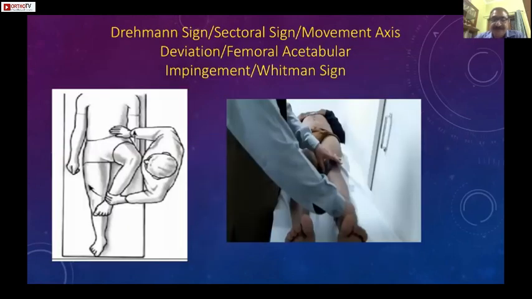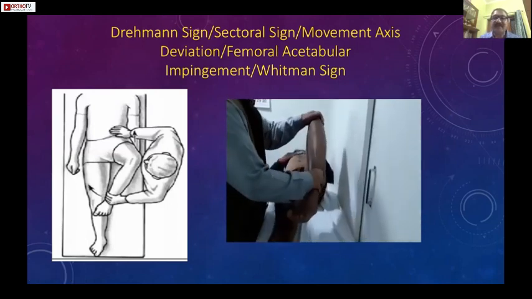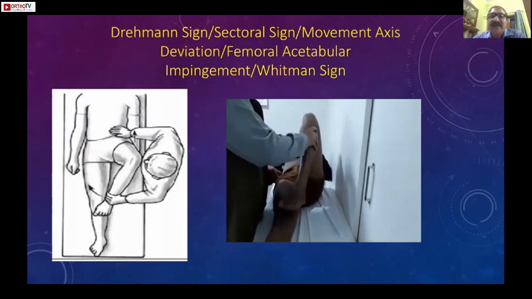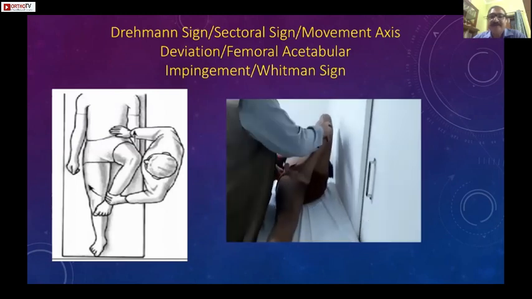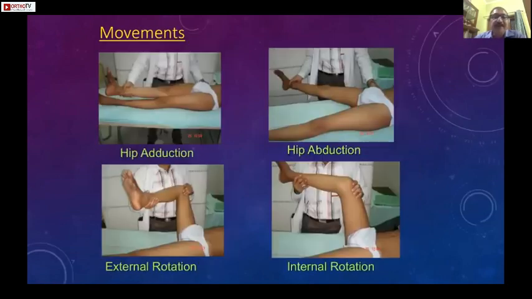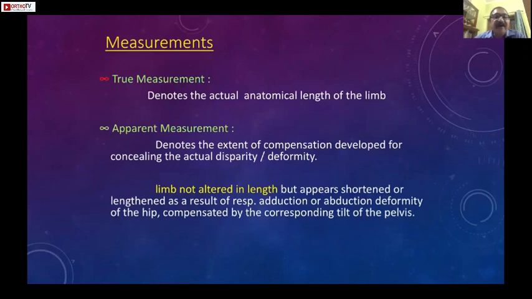Let us see. Flexion possible only if the hip is taken into external rotation. Fine. These are all the movements you are supposed to see. These are a summary of the movements. Now we come to measurements.